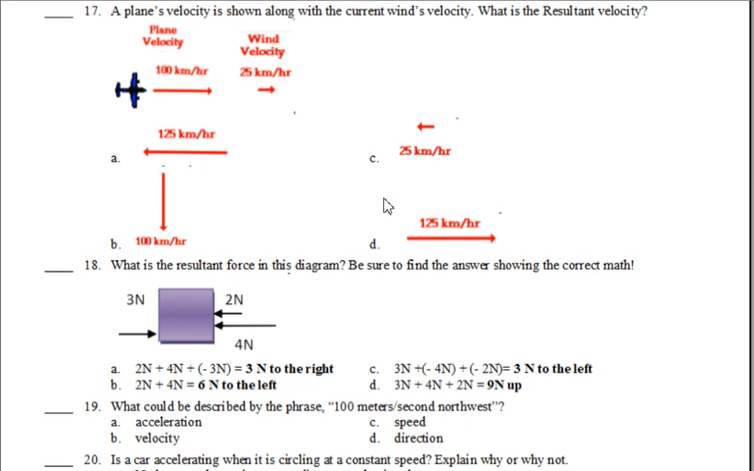Number 17. A plane's velocity is shown along with the current wind's velocity. What is the resultant velocity? So here's your picture right here with the plane going 100 kilometers an hour and the wind going 25 kilometers an hour. Based on these two vectors, what is the resultant velocity? Is it A, 125 kilometers an hour left, B, 100 kilometers an hour down, C, 25 kilometers an hour to the left, or D, 125 kilometers an hour to the right?